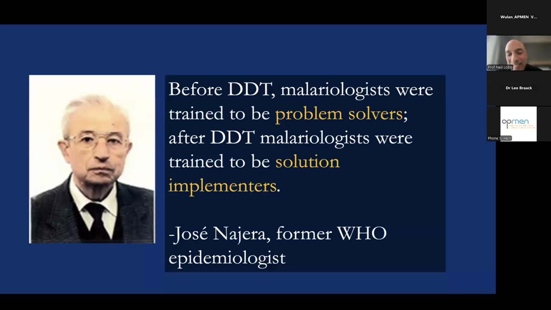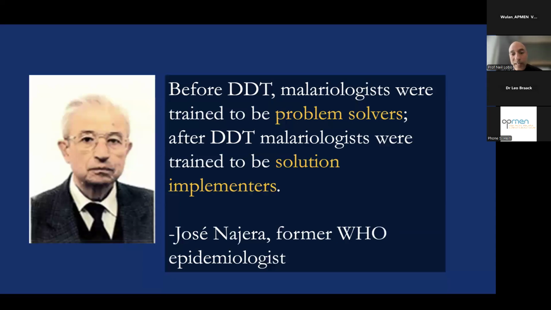Before, with DDT, people were told this is the solution. This is DDT. Just go spray it everywhere. And people were told just implement the solution. They were not asked to think about this. They were not asked to solve problems. They were just told, here's DDT, spray it. And that's what people started doing. They just started giving everyone bed nets. They started doing IRS everywhere, started doing LSM blindly because that's what they were told.